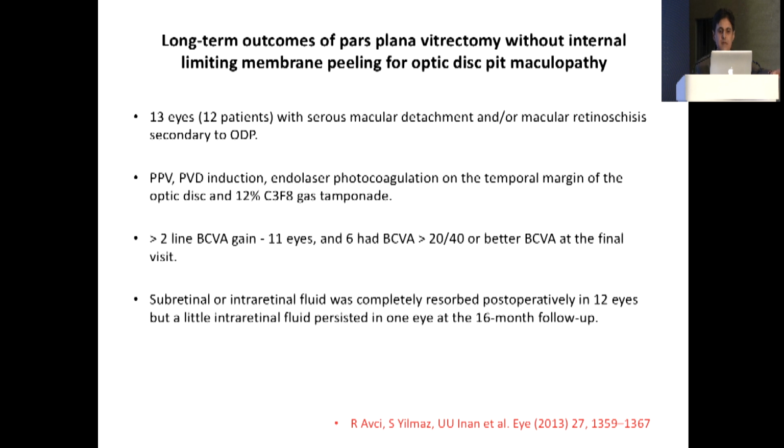Long-term outcomes without internal peeling have shown very good results. They showed that the vision improved to better than 6/12 or 20/40 in this study, and subretinal or intraretinal fluid was completely resolved in 12 eyes out of the 13 eyes.